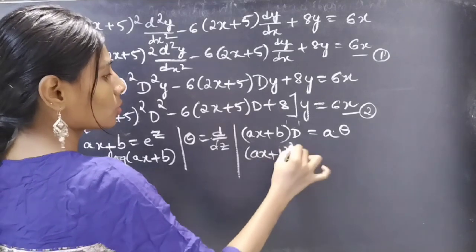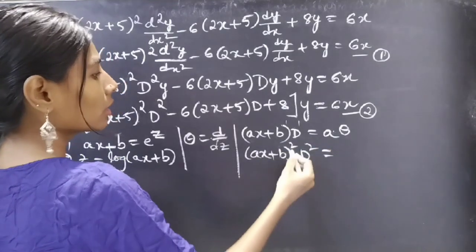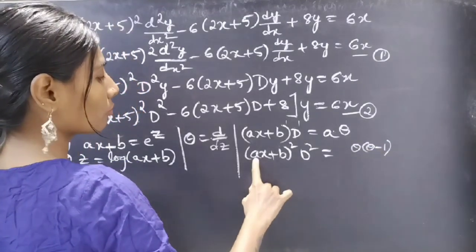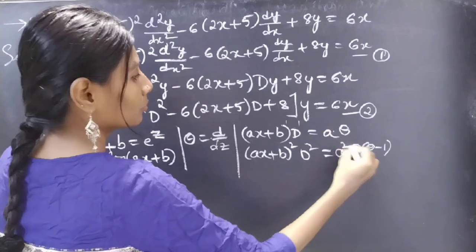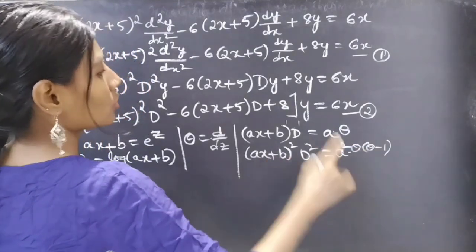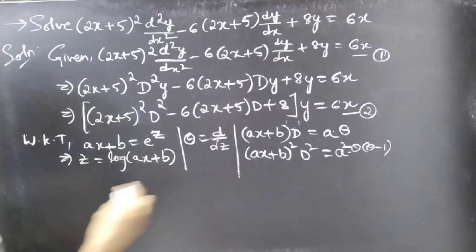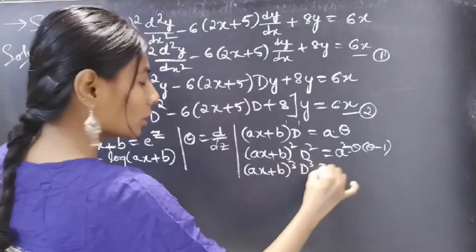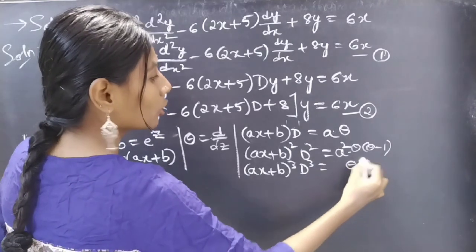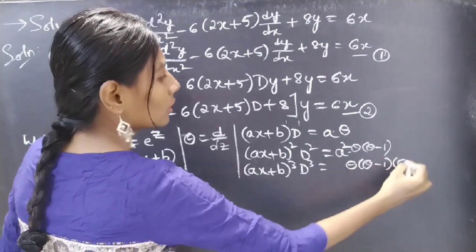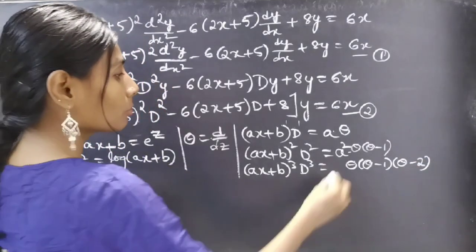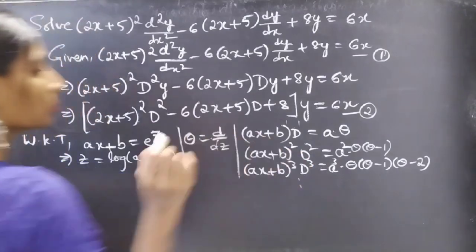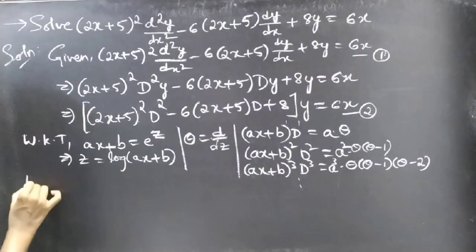(ax+b)² D² can be replaced by, here you have a square, so you will have two terms of theta: a² θ(θ−1), with the coefficient of x squared. And (ax+b)³ D³ can be replaced by, since we have a cube, three terms of theta into the coefficient of x cubed. Fine. Now coming to our problem.